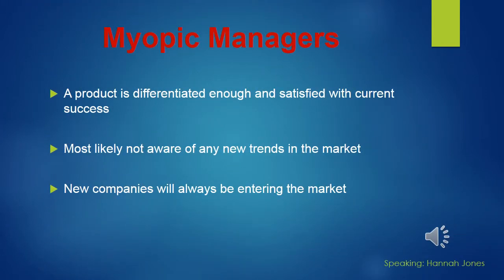When a manager considers a product differentiated enough, they are defined as a myopic manager. This is a manager who will be satisfied with a currently successful product. Launching new ideas or making improvements isn't really high on their list. They are also probably not aware of any new trends in the market.